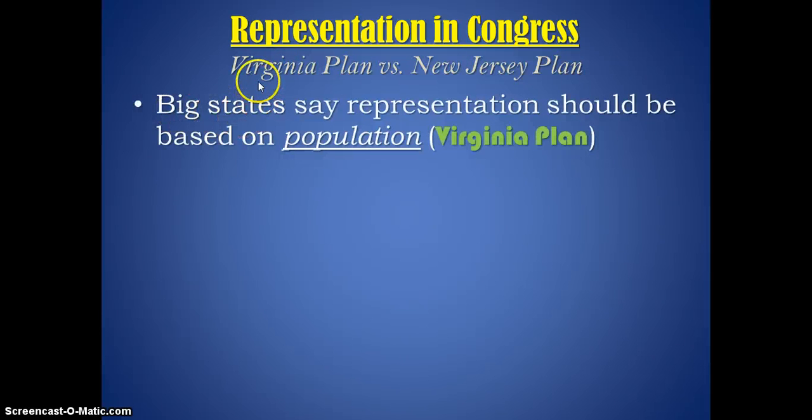So big states like Virginia, in other words, states that have a large population, say representation in Congress should be based on the population. That's the Virginia plan.